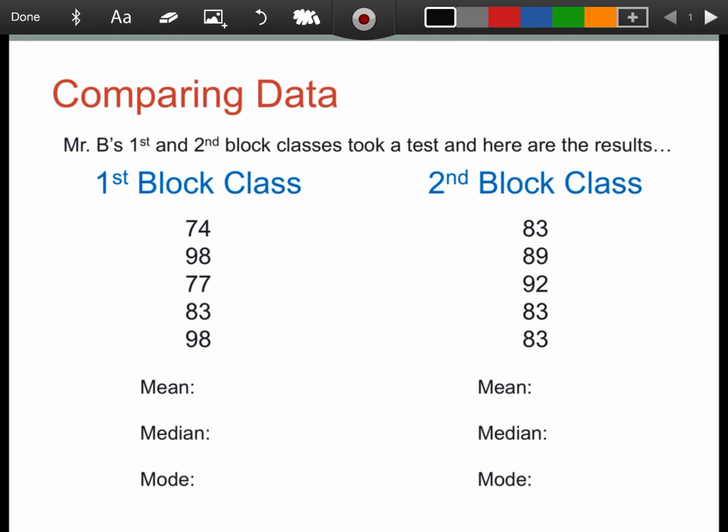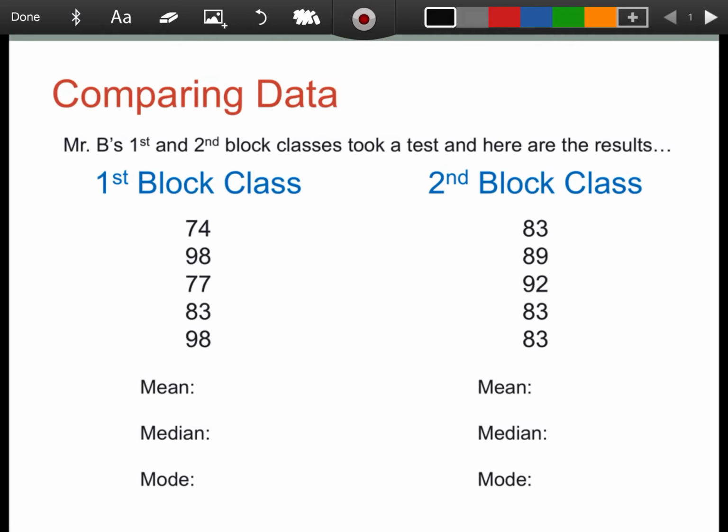We'll start here with two data sets. I have a first block and a second block, and let's say I gave a test to first block and second block, and I only had 5 kids in each class, just to make it easier. And these are the grades that those kids earned in each of those classes.